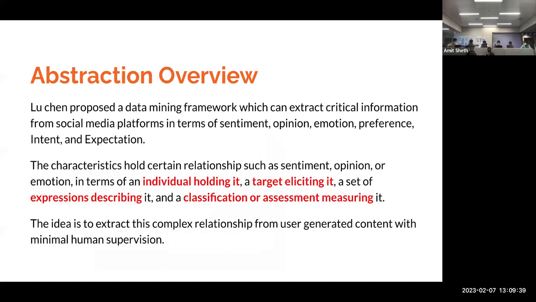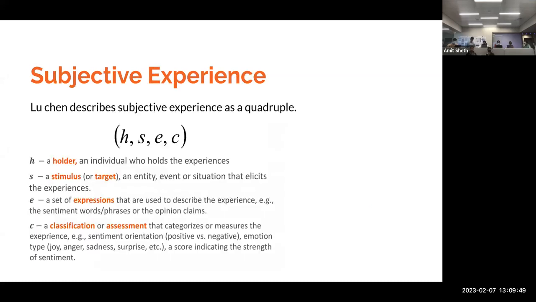So each of these, like sentiment, opinion, emotion, preference, that we talked about in the previous slide, has a classification, an expression, a stimulus, and a holder. So she describes this as linked information that she tries to find in her data mining framework.